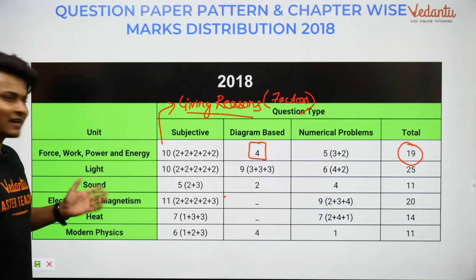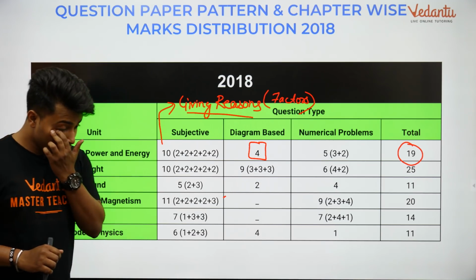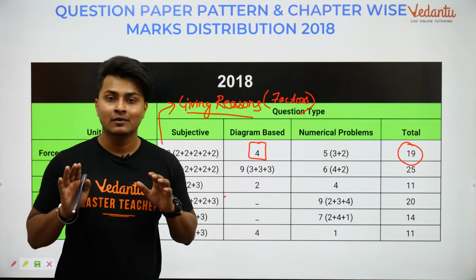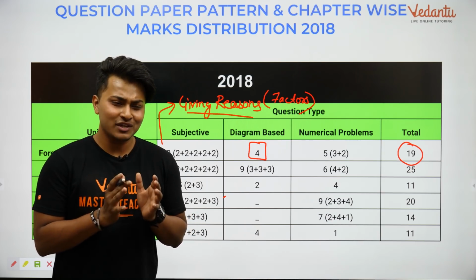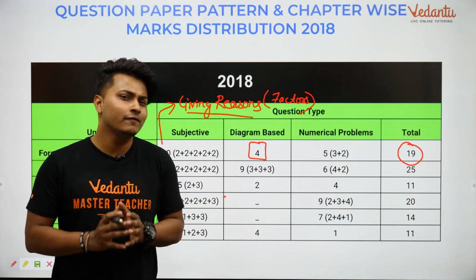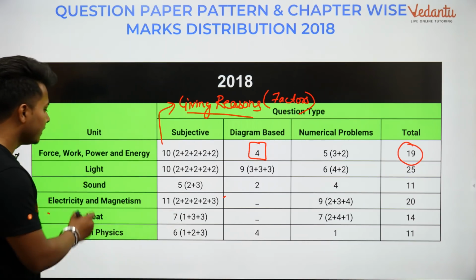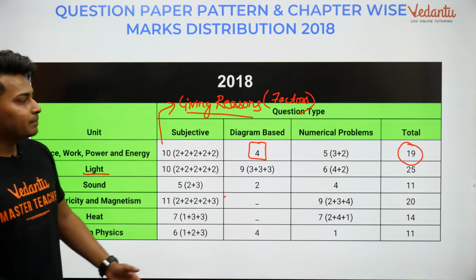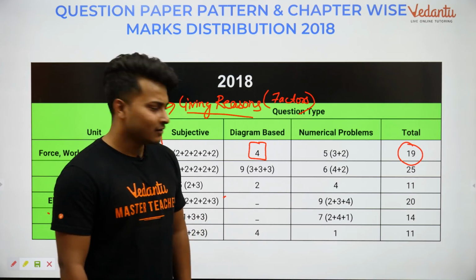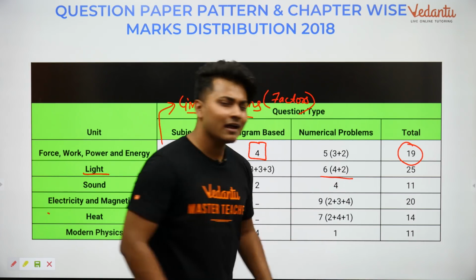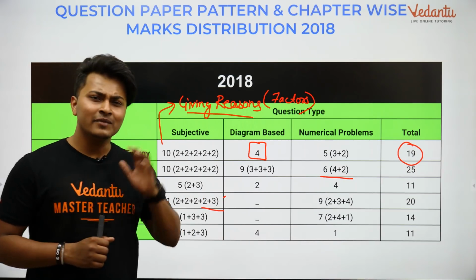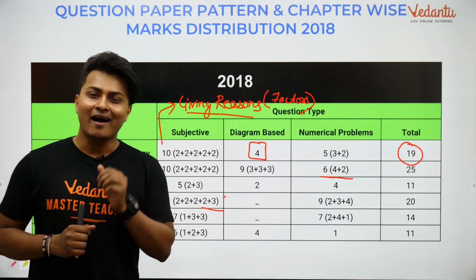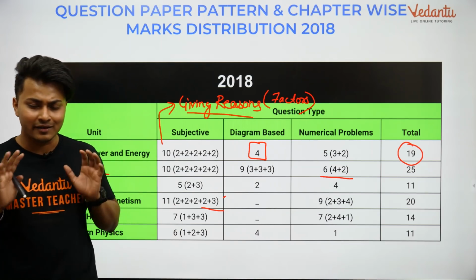Then comes Mr. Light. See, light as compared to work, power and energy is pretty simple. It is not that complicated, because there are certain dedicated parts from some common questions which are very much sure. For example, if you look at it, the light chapter has a very important numerical problem set. Think about this. In the entire scenario of light, when it comes to numerical problems, give it a guess. From that light unit, where can you get a numerical problem? Think about it, guys. Just think.